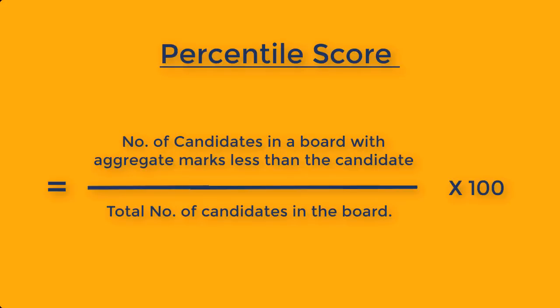Percentile score is calculated by this formula: number of candidates in a board with aggregate marks less than the candidate, divided by total number of candidates in the board, and multiplied by 100.